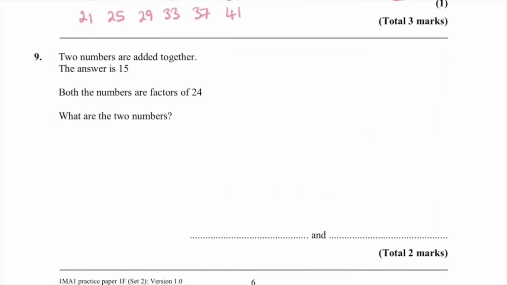Okay, so 2 numbers are added together and the answer is 15. Both these numbers are factors of 24. So the first thing I want to do is get those factors of 24. So those are all the numbers that multiply to make 24. I write them as pairs so I don't miss any off. It's really the best way.